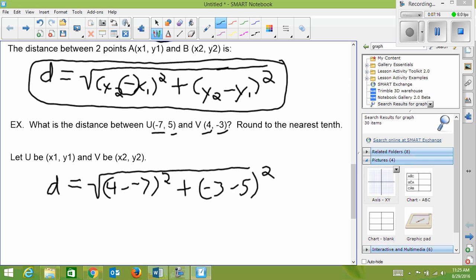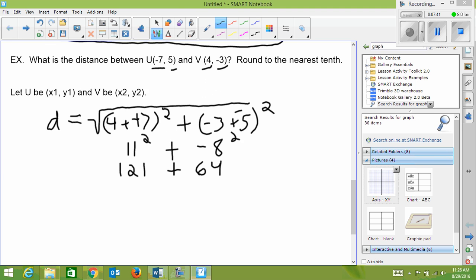So 4 minus a -7 becomes plus a plus, so 4 plus 7 is 11, and then I need to square it. And -3 minus 5 would be -8, squared. So I have 121 when I square 11, and I have 64 when I square -8. Add those two together, gives you 185.